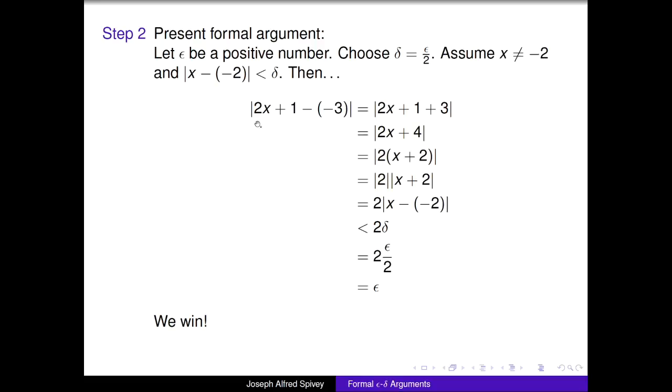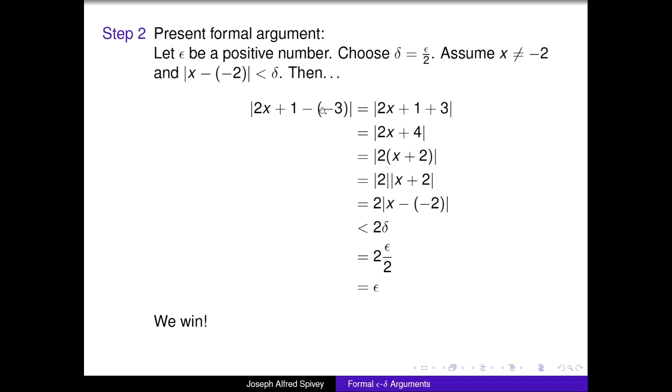We have shown that the absolute value of f of x minus L is less than epsilon. And a word also about this notation. This notation can be very confusing. All of this chain of equalities and inequalities here, what this means is that this expression is equal to this expression, and this expression is equal to this expression, and this expression is equal to this expression, and so on.